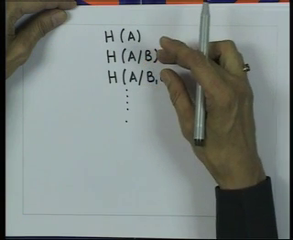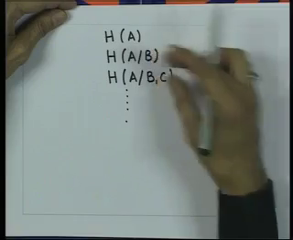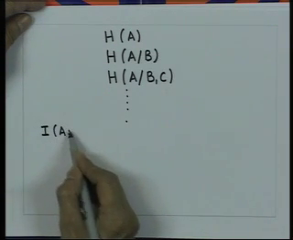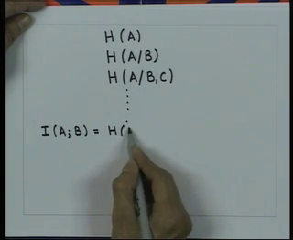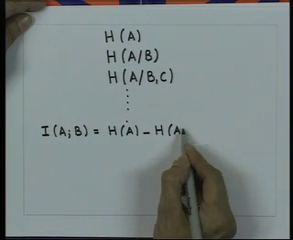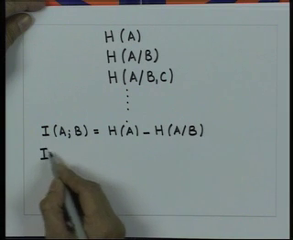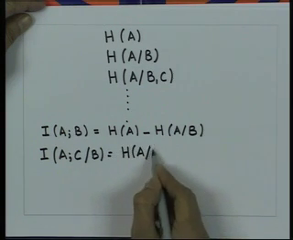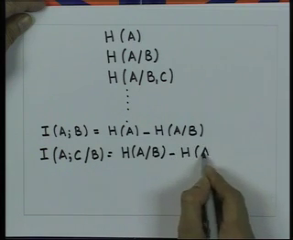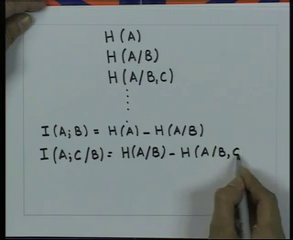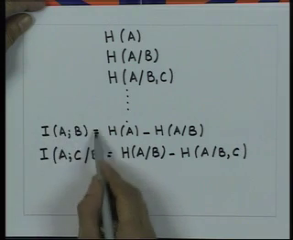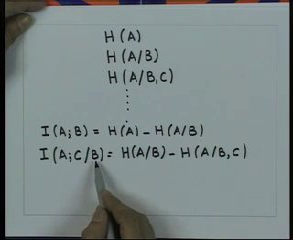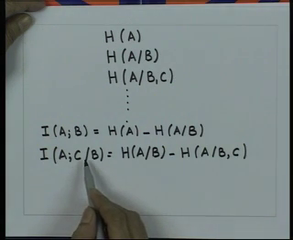We also saw that the difference between two successive members could be interpreted as the average information about A provided by a new observation. So, I of A semicolon B is equal to H of A minus H of A given B. Similarly, I of A semicolon C given B is equal to H of A given B minus H of A given B C. I of A semicolon B is the mutual information of A and B. I of A semicolon C given B is the mutual information of A and C after we are given B.